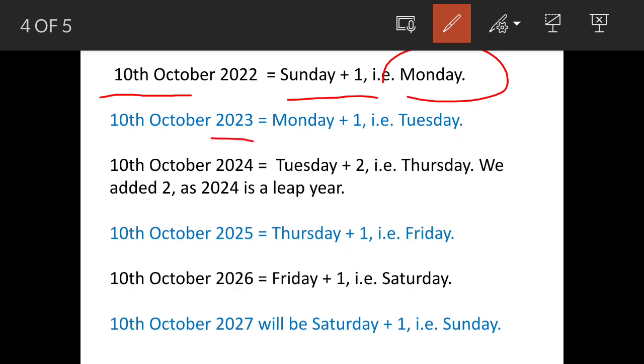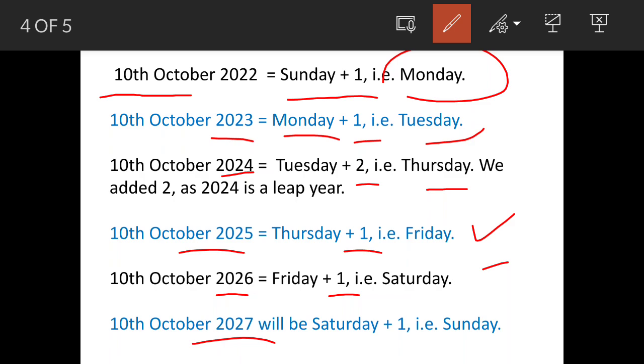Now October 2023 will be on similar lines, Monday plus a day extra, Tuesday. Now 2024 will be 2 days extra, because this is a leap year, so this will be Thursday. Now 2025 will be a day extra again, so this is going to be Friday. 2026, a day extra, will be Saturday. And 2027, 10th October 2027 will be Saturday plus 1 day extra, so Sunday.